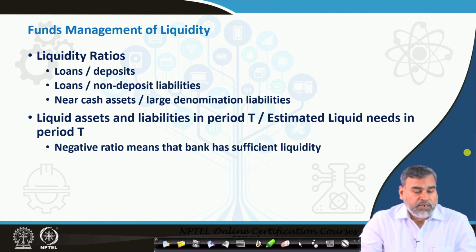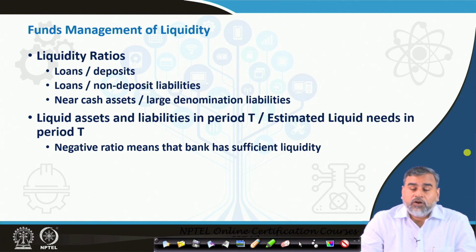Then we have the funds management of liquidity. There are many ways; according to different regulatory bodies like the Bank for International Settlements and others, many liquidity ratios have been used to understand the liquidity position of a commercial bank. One of them is loans by deposits. If that ratio is quite high or quite low, accordingly they can judge whether the bank is in a position to cater to the demand of the depositors or the demand of the loan seekers.